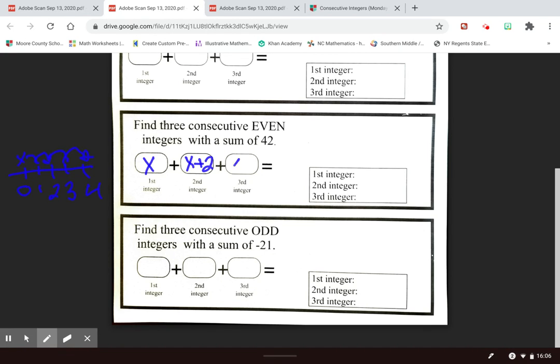So that gives me x plus 4. And all of that's going to equal 42. Okay, so hopefully you can understand that the reason you're going plus 2, plus 4, plus 6, if we were continuing to go, is because you have to skip these odd integers in between, because you're looking for consecutive even integers.